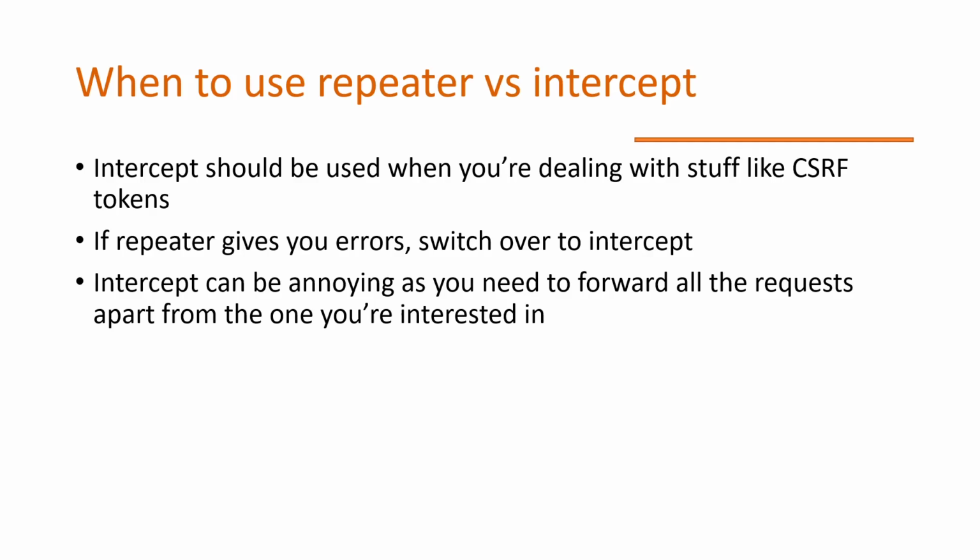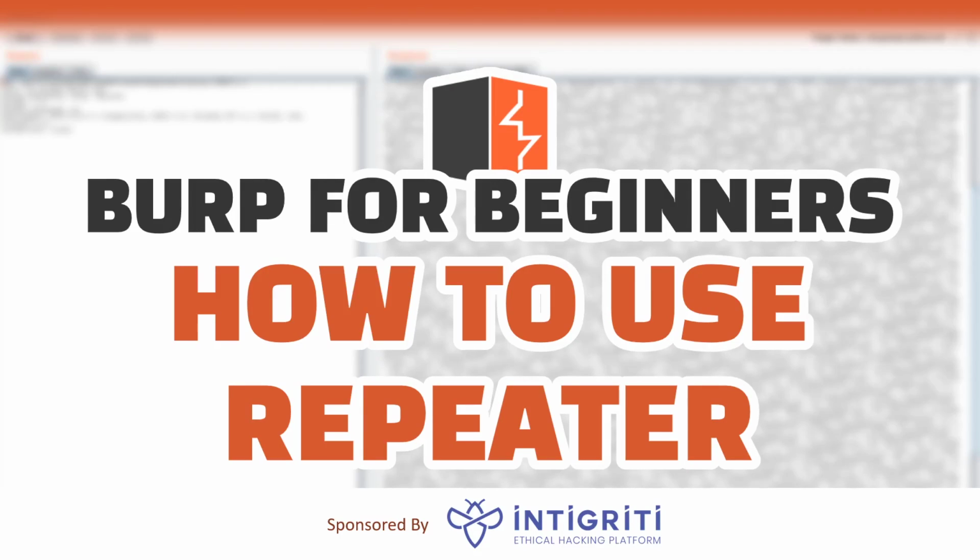Intercept can be really annoying as you have to forward all the requests, so Repeater is in general easier to use. One use of Intercept might be to figure out what's doing what when you click a button, right? How many requests it's sending. But actually, when it comes to figuring out how to hack things, you might want to be switching over to Repeater. So thank you very much for watching Burp for Beginners, How to Use Repeater. I hope you found this kind of interesting or useful. Repeater is not the most interesting tool Burp has, but it's certainly the most important. And actually, quite a lot of the time you don't spend it in Repeater, you spend it slightly modifying requests.